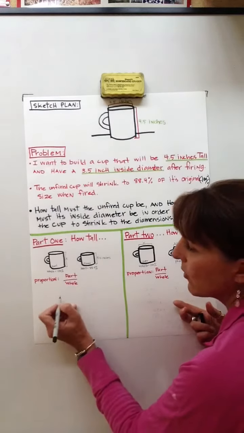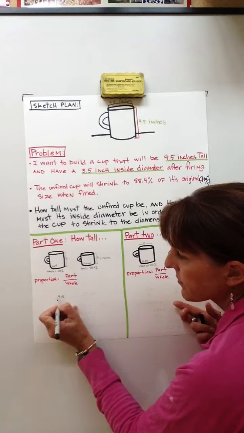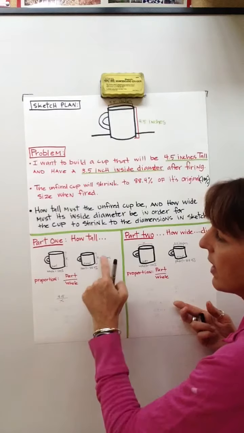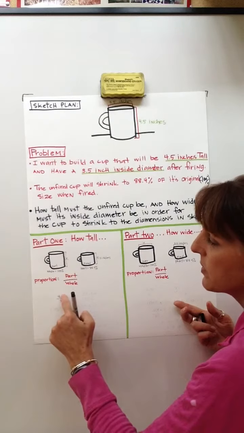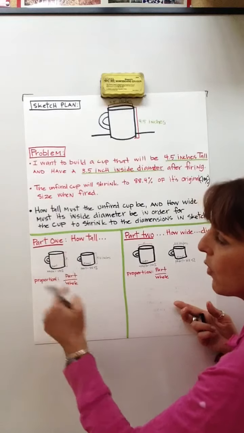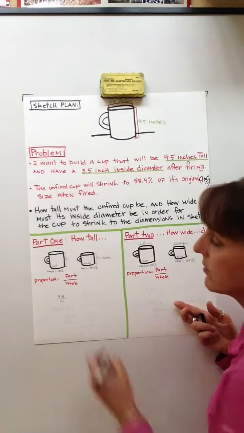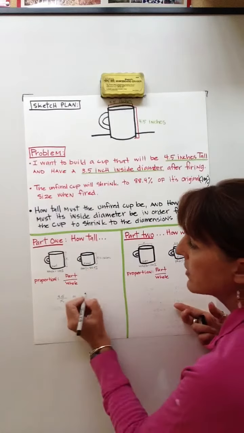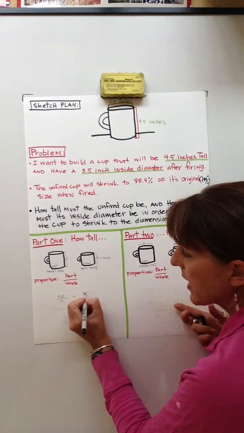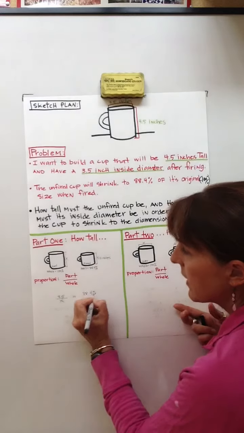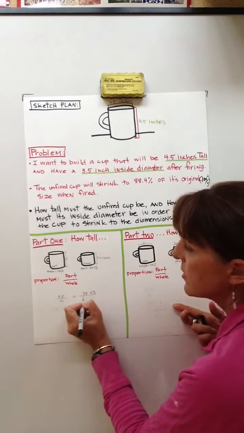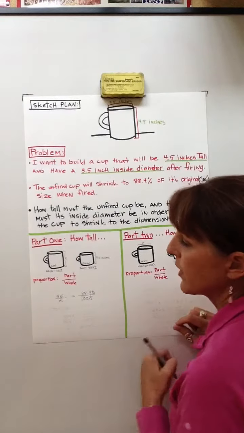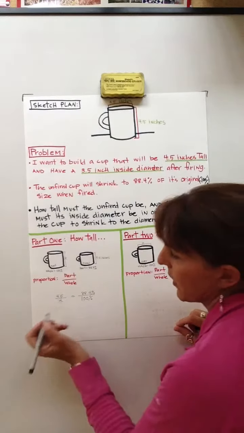All right? Now, here's how you set up the math problem. Remember, part over whole. So 4.5 over X. That's how tall the part cup is going to be, and how tall the whole cup is, X. We don't know. Now, we do know that the part in percentage is 88.4%, and the whole in percentage is 100%. So, let's use this information to figure out what X is, or how tall to build the wet cup.